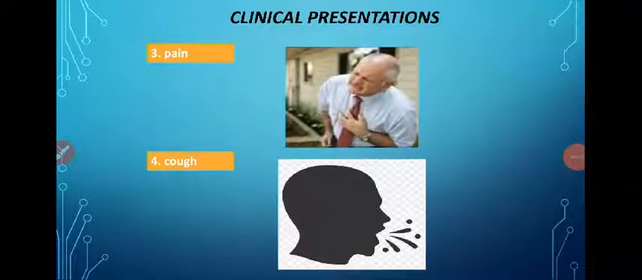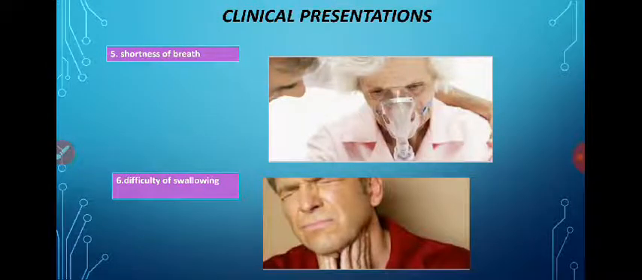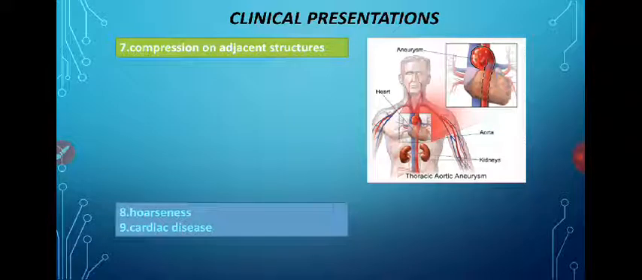Persistent cough from irritation of the recurrent laryngeal nerves. Shortness of breath due to compression against the airway. Difficulty of swallowing due to compression against the esophagus. Compression on mediastinal structures, so the patient has respiratory or feeding difficulties due to airway or esophageal compression respectively.